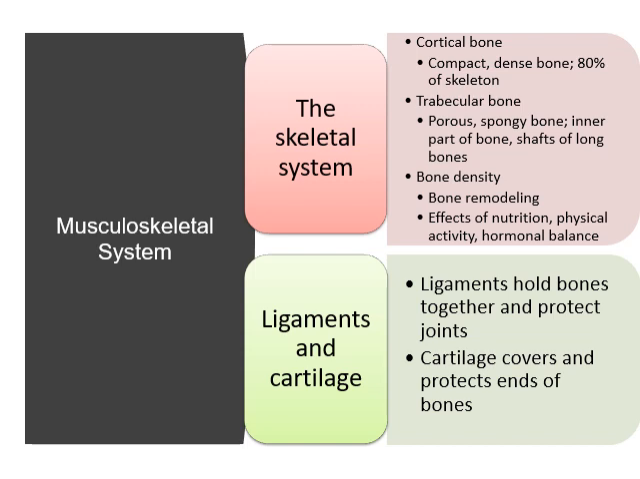The skeletal system consists of our bones. Within our skeletal system, we have two types of bones. Cortical bone, which is compact, dense bone, makes up 80% of our skeleton, and trabecular bone is the porous, spongy bone. It's the inner part of bone and is found in the shafts of long bones.